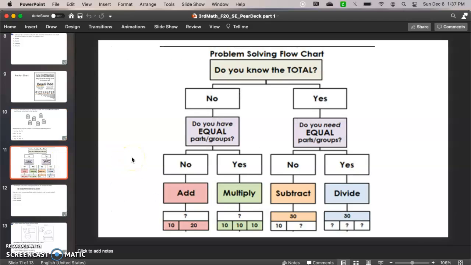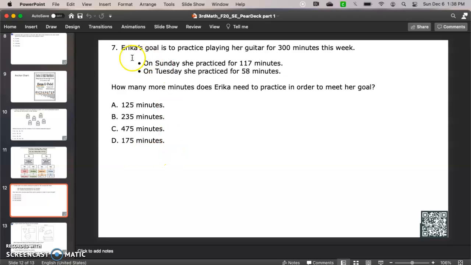Here's another anchor chart for you to look at. Question 7. Erica's goal is to practice playing her guitar for 300 minutes this week. On Sunday, she practiced for 117 minutes. On Tuesday, she practiced for 58 minutes. How many more minutes does Erica need to practice in order to meet her goal?